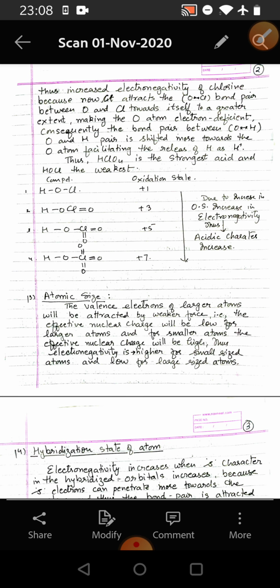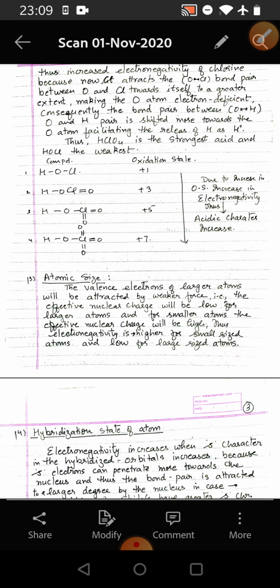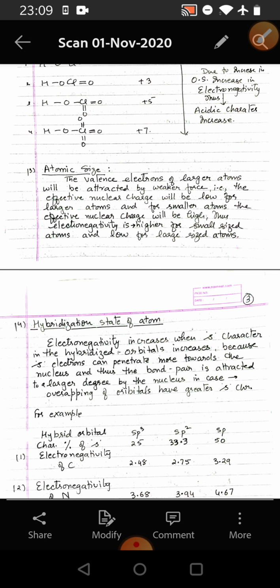Now, if we consider the oxidation state, we see that HOCl has +1 oxidation state of chlorine, HClO2 has +3 oxidation state of chlorine, in HClO3 chlorine is in +5 oxidation state, and in HClO4 the oxidation state of chlorine is +7. Due to the increase in oxidation state, there is an increase in electronegativity, thus the acidic character of the acid increases.